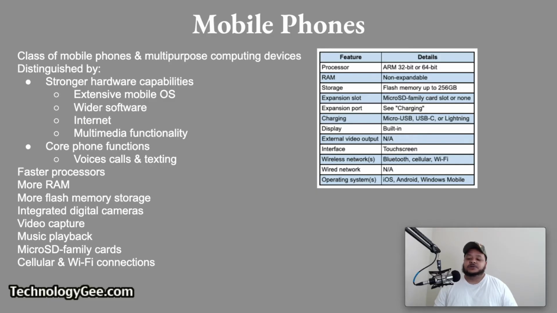Most smartphone users rely on them for email, web browsing, and text and video communication, and might make phone calls only a small amount of the time. Many smartphones have faster processors, more RAM, and more flash memory storage space than desktop computers of a decade ago, along with integrated digital cameras, video capture, and music playback. A few feature expandable storage using micro SD family cards.